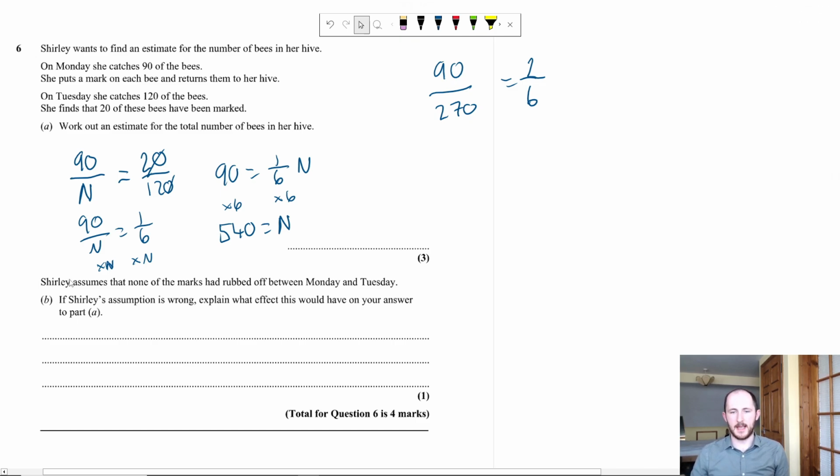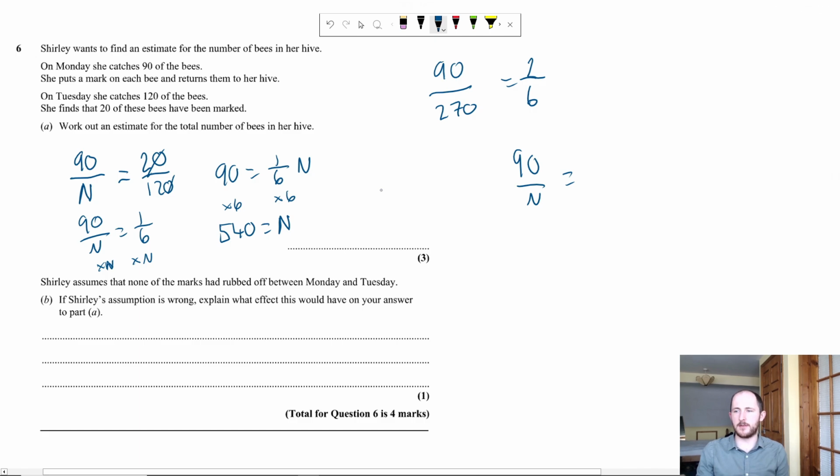So she assumes that none of the marks have been rubbed off between Monday and Tuesday. If her assumption's wrong, explain what effect. So I want to point out quickly that usually they say, why is it an estimate? Or what assumptions have you made? And the assumption is always that none of the marks have been removed. That's always the assumption. In this grade 9 version, they've told you that she assumed that. So what effect would it have? Well, the problem is if some of the marks have been removed, then this number here, 20, should have been bigger. Okay? So let me show you, right?